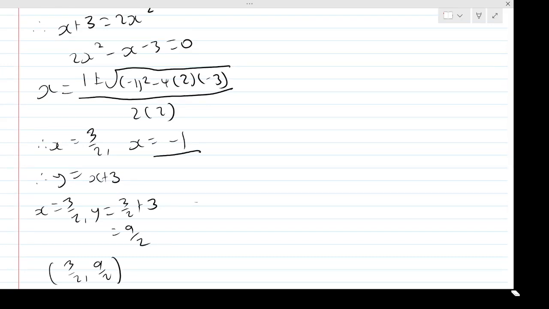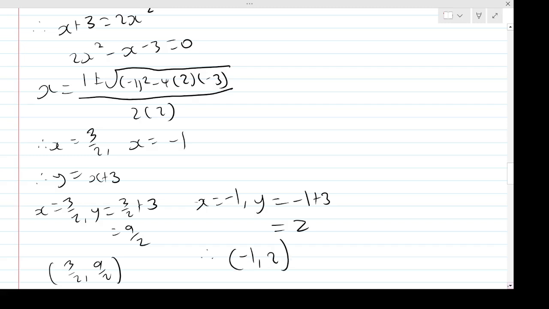Now, the other solution is x is minus 1. So if x is minus 1, y would then be x plus 3, which is minus 1 add 3, which is plus 2. So that gives me the point x is minus 1, y is 2. So I've got these 2 points again.